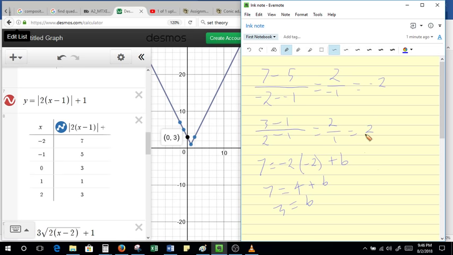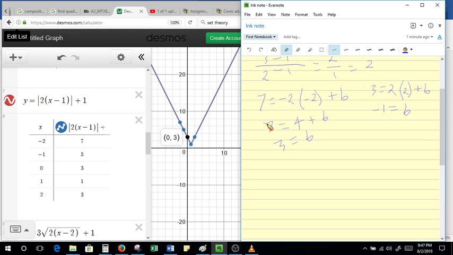We can also see where this would have hit the y-axis. It didn't, but we can pretend that it did. So that would be 3 equals 2 times 2 plus b. And that's going to be negative 1 equals b.